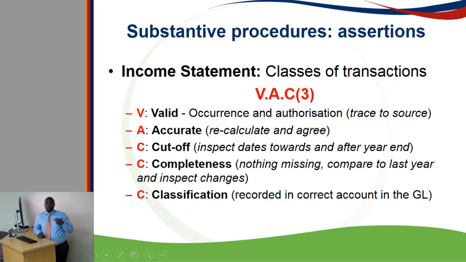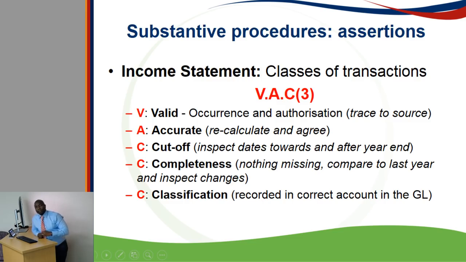So the V, which stands for validity, means that a transaction has occurred and was authorized. So my V will be, in this regard, occurrence. What does occurrence mean? It means that a transaction took place and was authorized. And then you can trace to the source documents, all right? Obviously, these are the class of transaction.